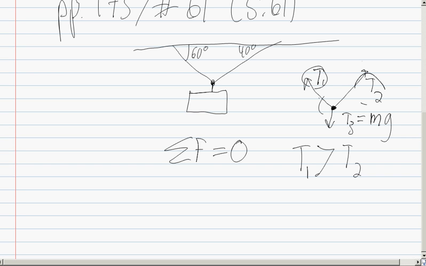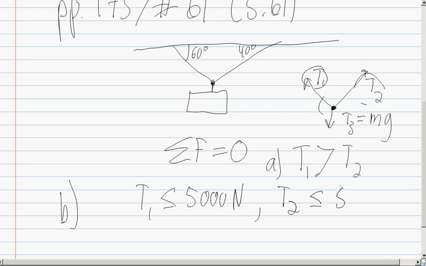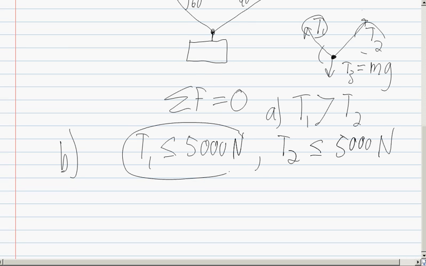They also say that neither rope can hold more. That T1 has to be less than or equal to 5,000 newtons. Same with T2. But who cares? I mean, T1 is going to be the bigger one. It's going to get there first. Okay. So, we're going to plug in 5,000 newtons.